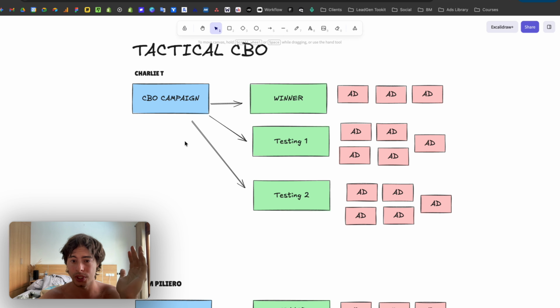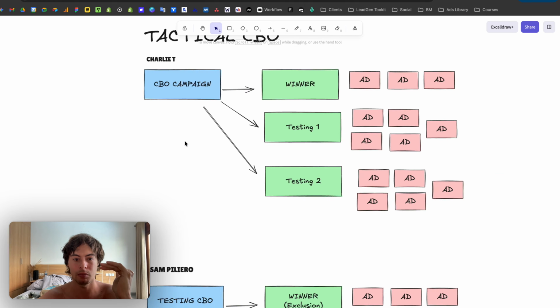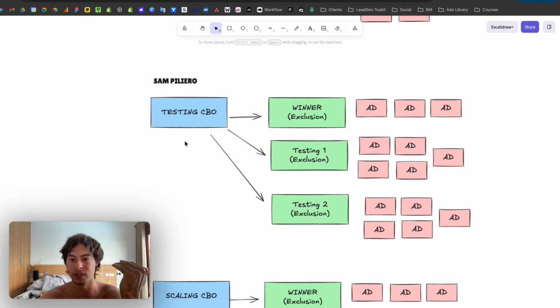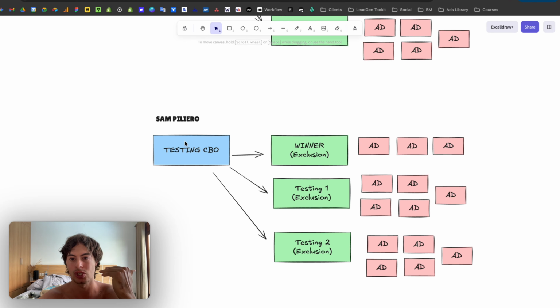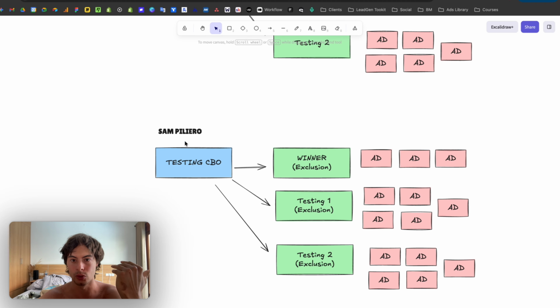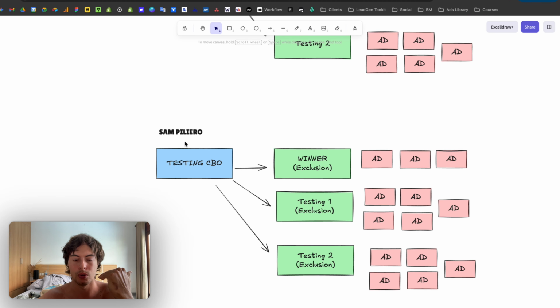Again, every style works, guys. I'm not here to tell you which one works the best. I'm telling you what works the best for me. And maybe for you, it can be this one right here. Maybe for you, it can be the one of Sam. All of these are working. All these guys are spending millions and millions of dollars. They know exactly what they're doing, right? So my suggestion for you is just test it out.